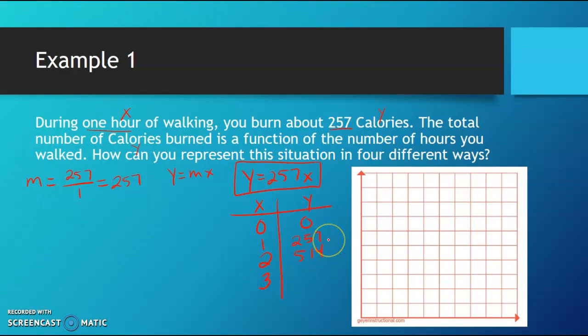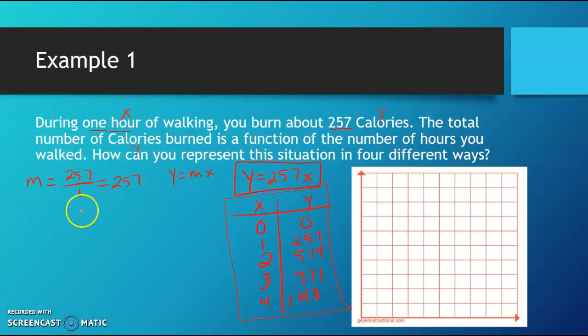And for 3 hours, I'm going to take 257 times 3, and I'm going to get 771. And then I'm going to go ahead and do 4. So 4 times 257 is 1,028 calories. And so there's my table. So that's 1. This makes 2.